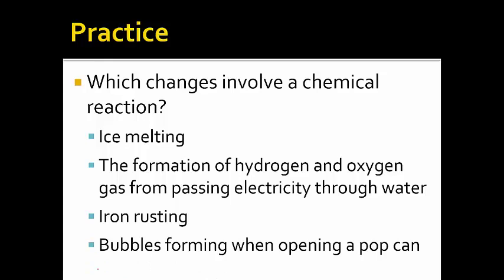Okay, and yes, so ice melting. Ice melting is solid water that becomes liquid water. Right? So that is not a chemical reaction. That is something that we call a phase change. It changes from the solid phase to the liquid phase, but not a chemical reaction.